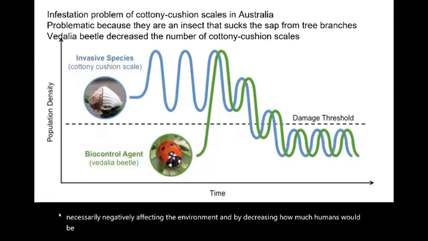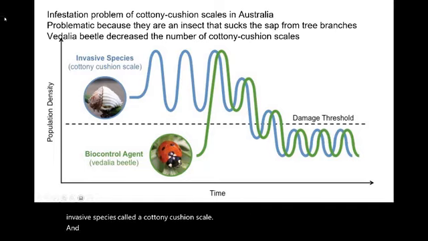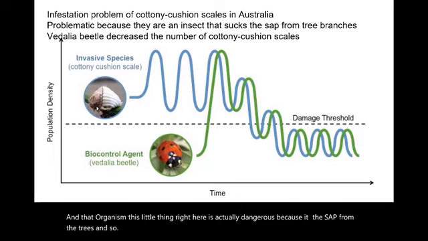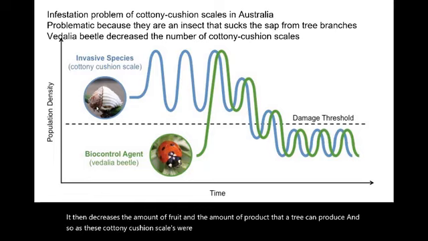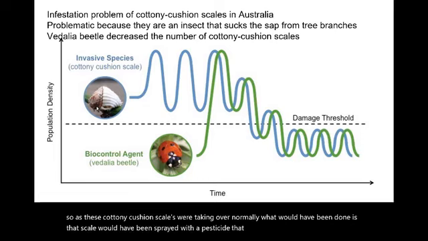So what's an example of this? An example of this is in Australia. There was an invasive species called a cottony cushion scale, and that organism, this little thing right here, is actually dangerous because it sucks the sap from the trees, and so it then decreases the amount of fruit and the amount of product that a tree can produce. As these cottony cushion scales were taking over, normally what would have been done is that scale would have been sprayed with a pesticide that would kill all the cottony cushion scales.